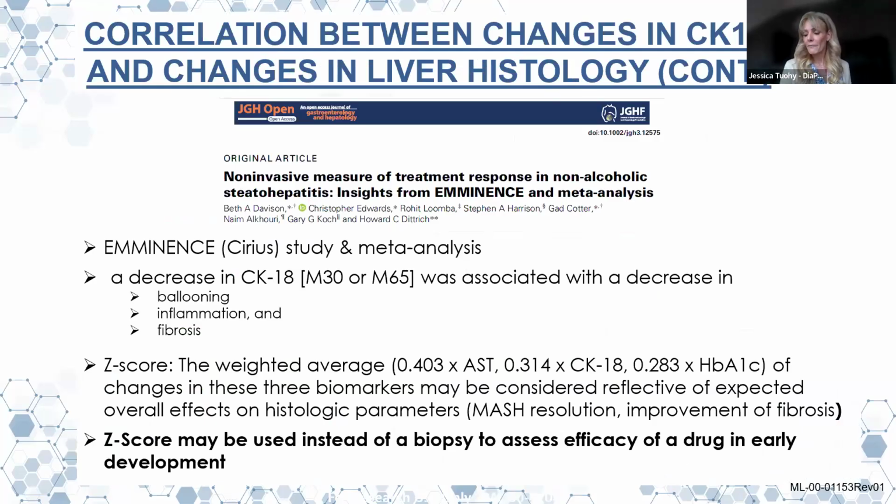All right, finally, and I'm really not going to go into much detail at all, but this was a retrospective analysis of data from the Sirius and Eminence trials and also a meta-analysis of 27 additional MASH trials that included over 3,700 patients. And they looked at several biomarkers and their correlation with changes in various parameters of liver histology, and then they picked out the 3 best, which they found to be CK18, AST, and HbA1c. And they came up with this composite score that they termed the Z-score.